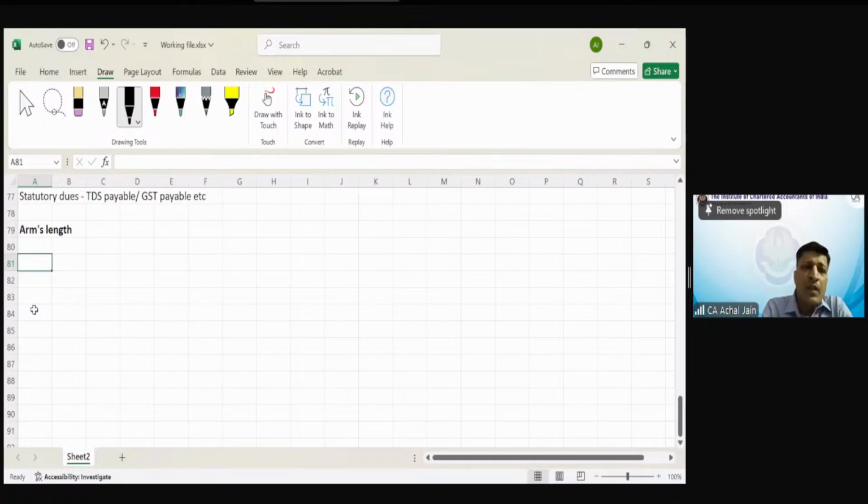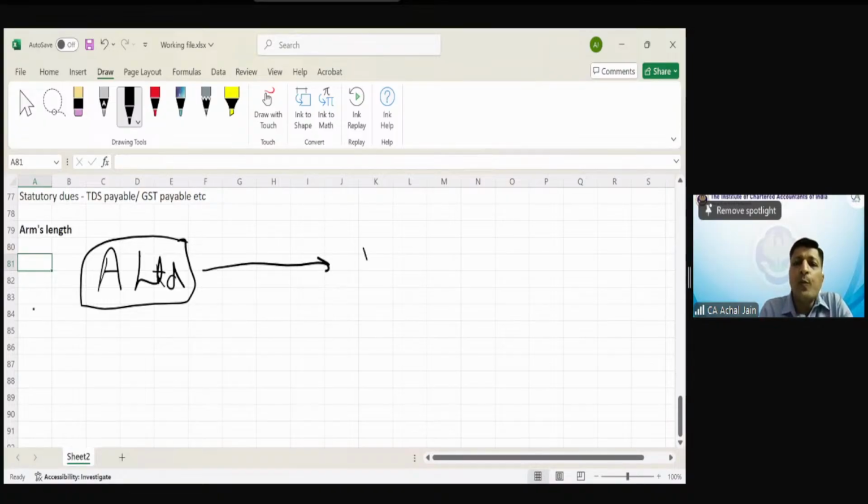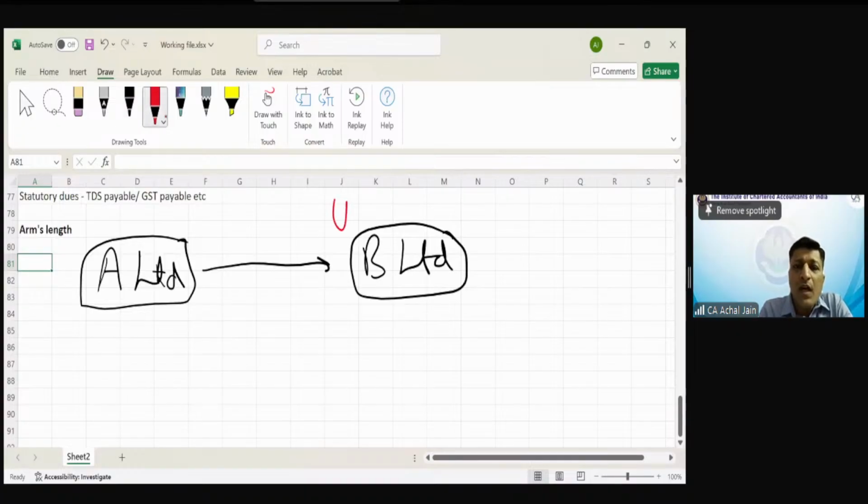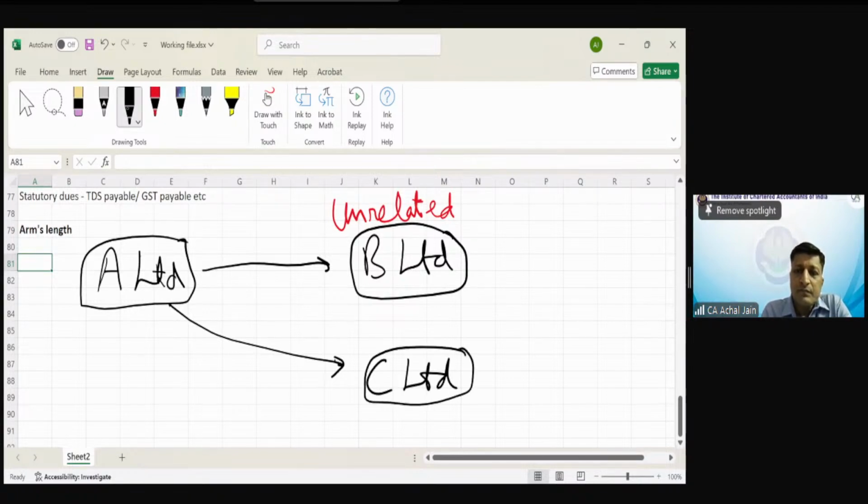For example, say there is a company A Limited. This company is transacting with two parties. B Limited is unrelated to A. And it is also transacting with another company, C Limited. Let's suppose C Limited is a subsidiary of A Limited.